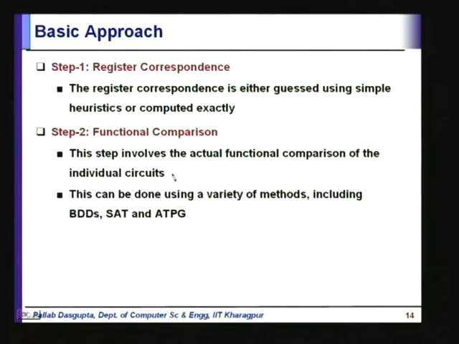So, if we know that some register correspondence exists, then these are the two steps in the equivalence checking problem. Step 1 is the register correspondence is either guessed using simple heuristics or computed exactly. Step 2 is the functional comparison, where we actually compare the Boolean functions corresponding to the output function and the next state function, right. And this step can be done using a variety of methods including BDD, SAT, ATPG, etc.